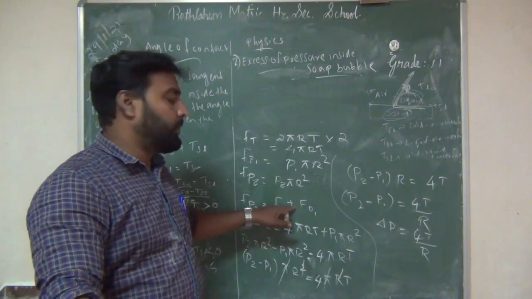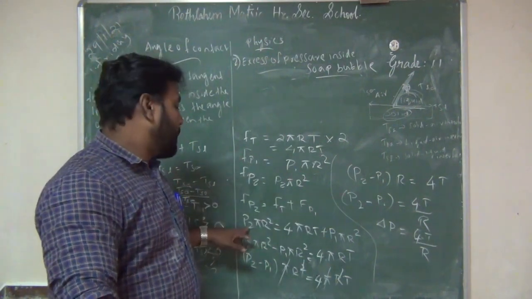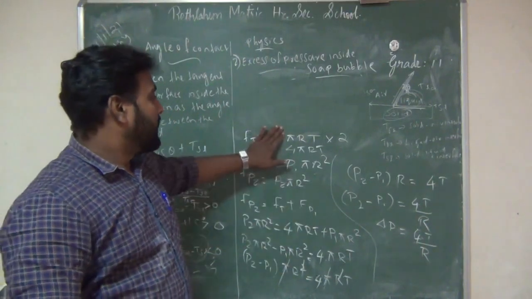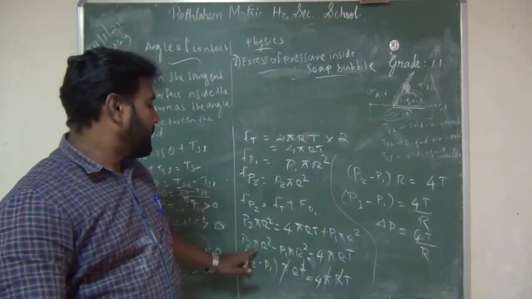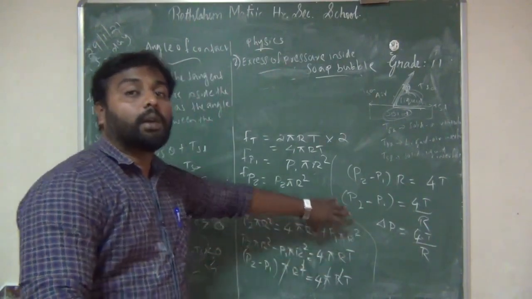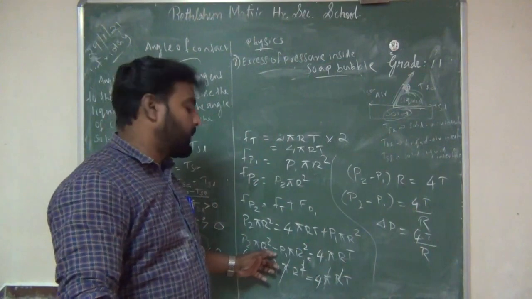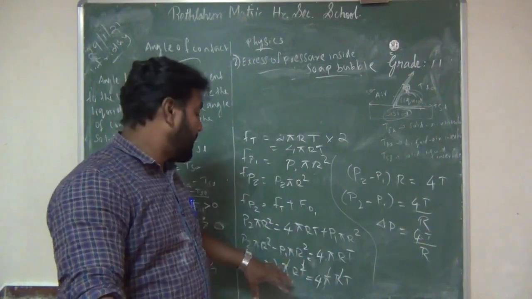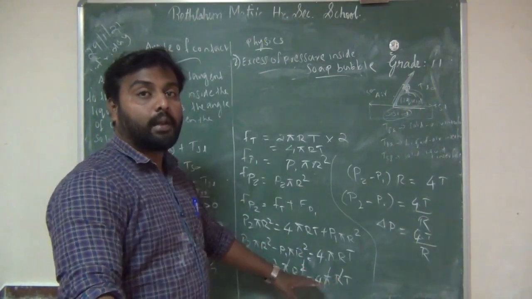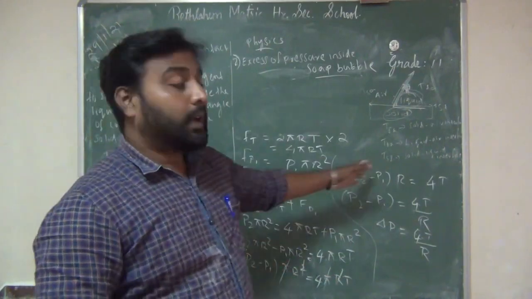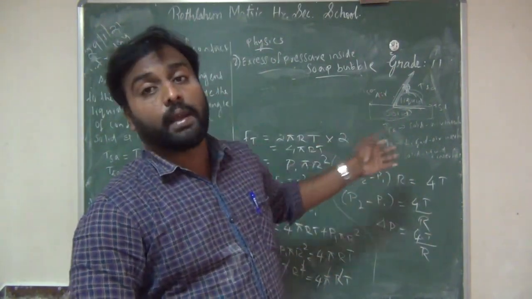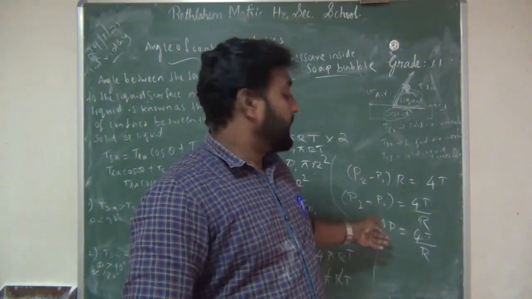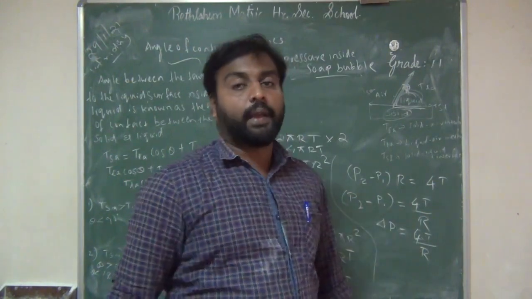So Fp2 is equal to Ft plus Fp1. Now substitute P2 pi r square here, and here 4 pi RT, and the next step, P1 pi r square we take to this side, so P2 pi r square minus P1 pi r square is equal to 4 pi RT. From here take pi r square outside commonly, so cancel this pi, then r and r, so remaining (P2 minus P1) into r is equal to 4T you will get. Now the change in pressure, the excess pressure, delta P is equal to 4T by R.